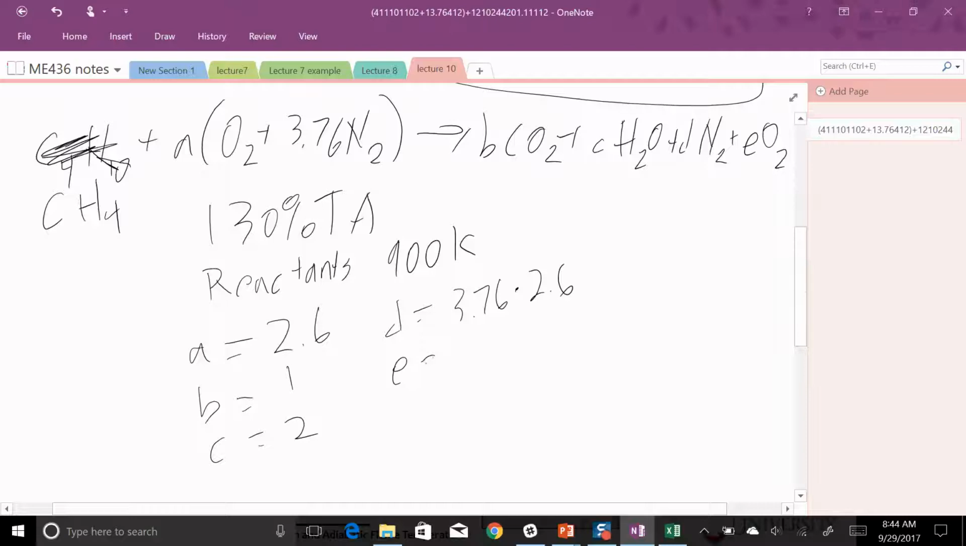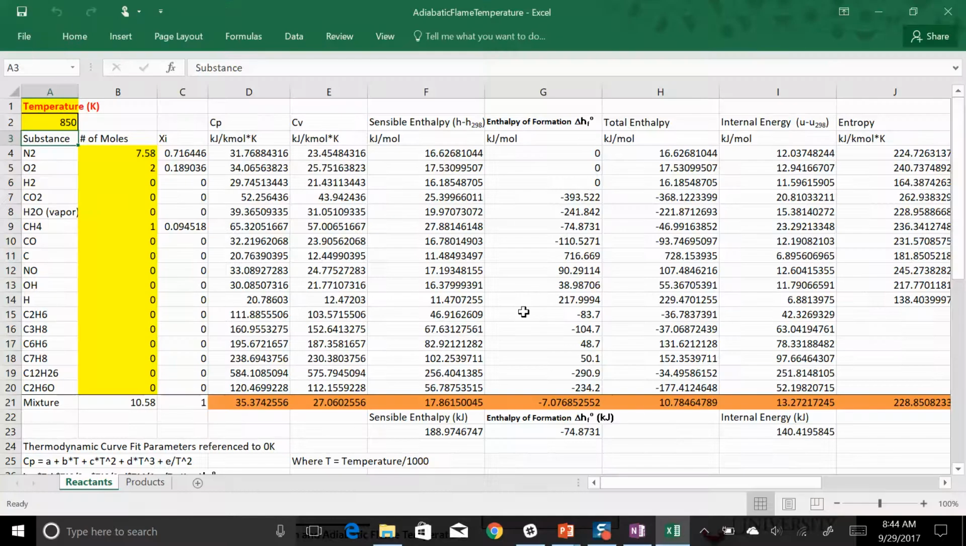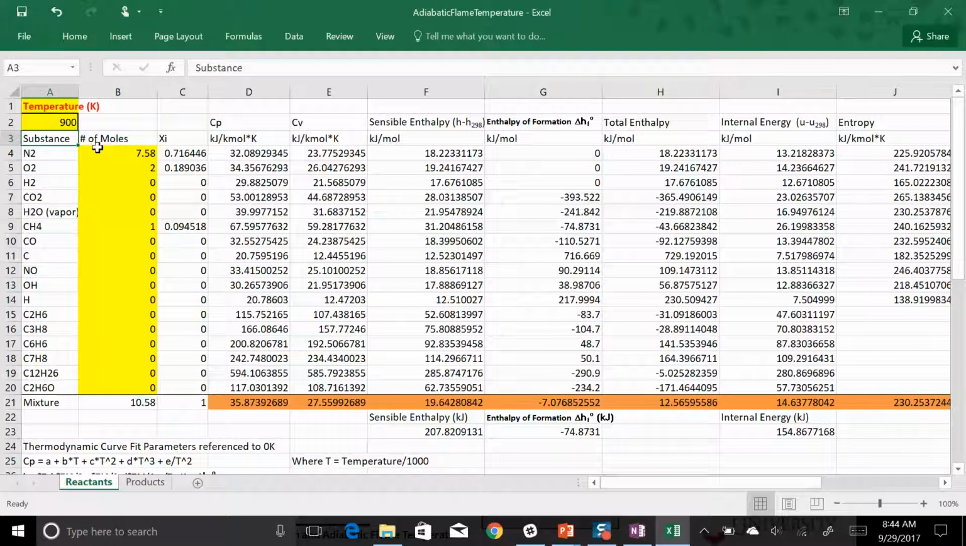And the amount of excess oxygen is going to be, let's see, we have 2.6 oxygens on this side. There's going to be 1 in the CO2. There's going to be 1 in those 2 molecules of water. So the leftover is going to be 0.6 moles of oxygen. So let's see what happens when we start those at 900 degrees. So in this table, I'm going to start on the reactants tab. I'm going to start the reactants at 900 degrees.